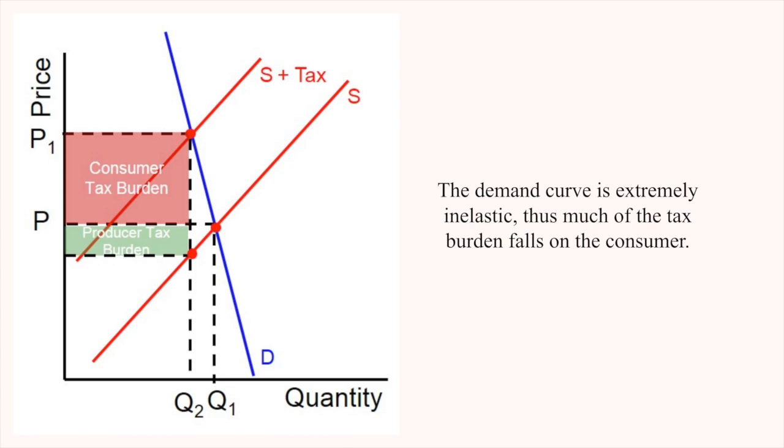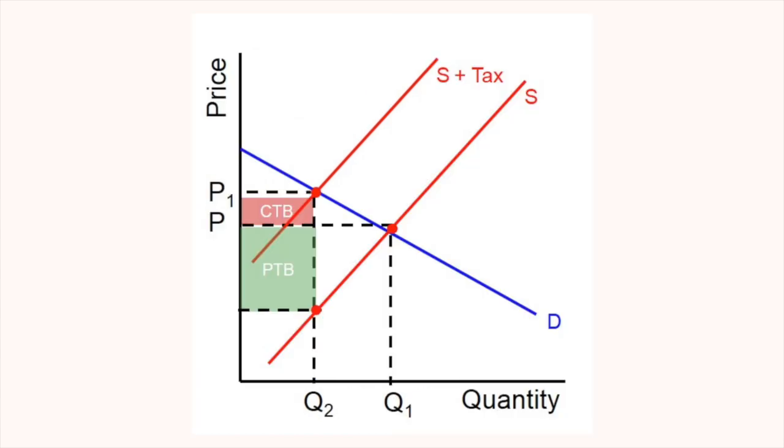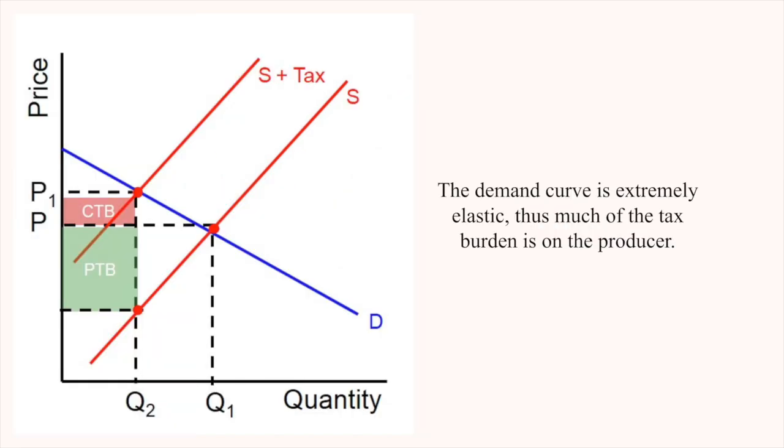However, if your graph looks like this, here we can see that the demand curve is actually extremely elastic, and therefore, much of the tax burden is on the producer. The reason for this is because an increase in the price of a good when the demand is elastic would result in a proportionately greater decrease in demand. And in order to ensure that the producers don't run into losses or their business is not greatly affected, producers take much of the tax burden.